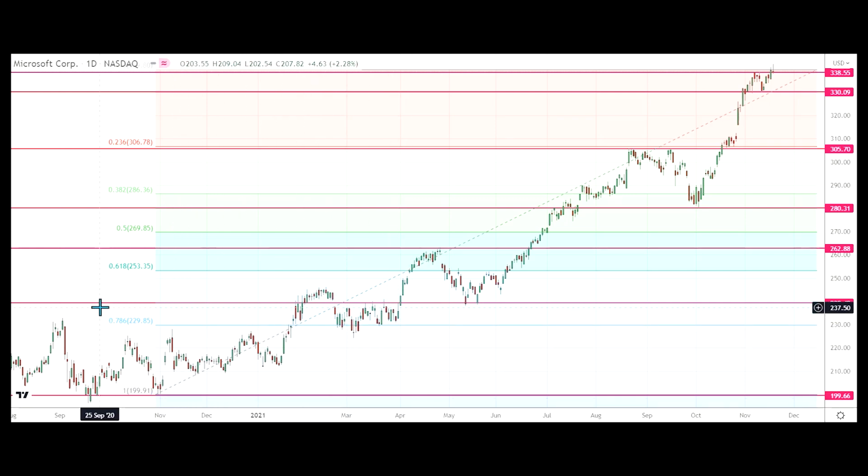So in this case here, the only key level that I think would be relevant at this point is to buy Microsoft at the 23.6 percent retracement level, which is $306.